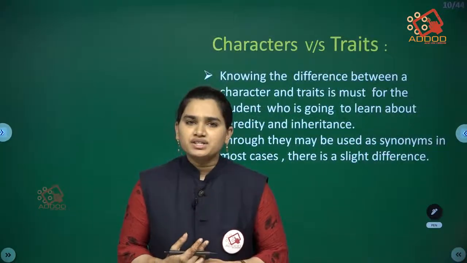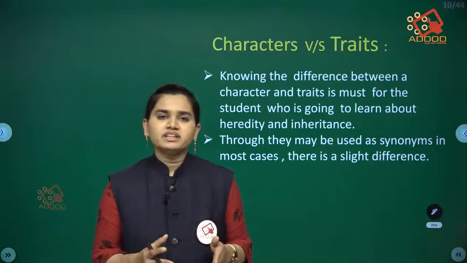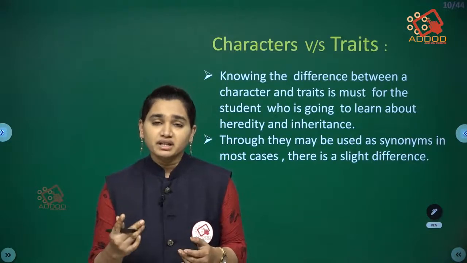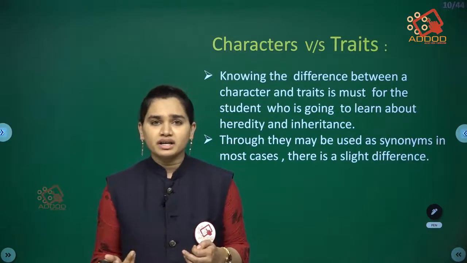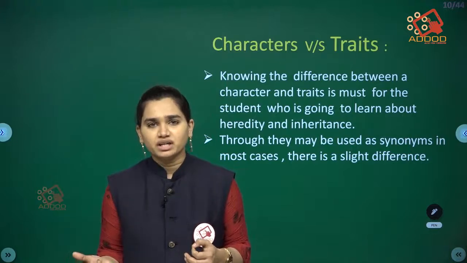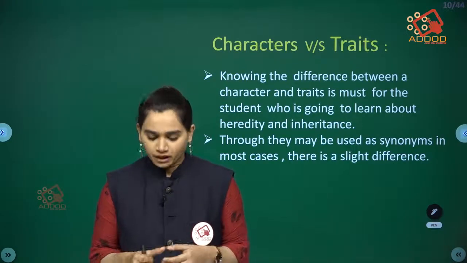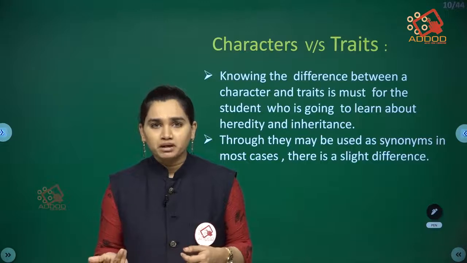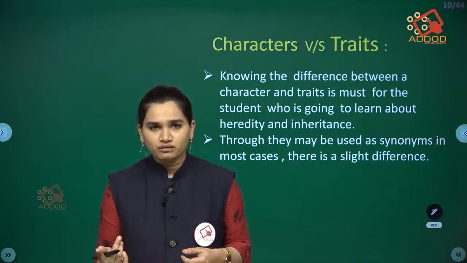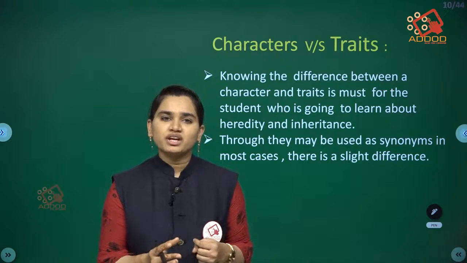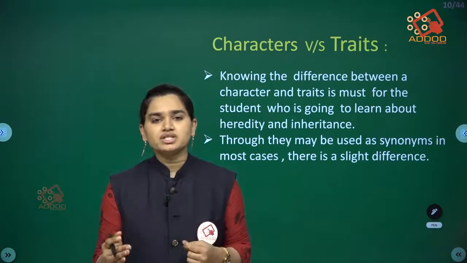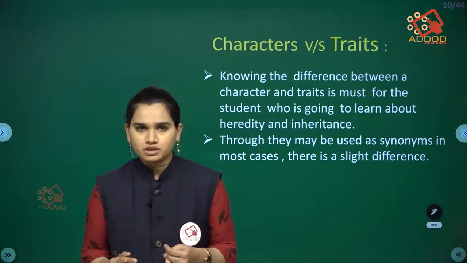Now in variation, not only are there differences in the characters, but a new character can also arise. That also accounts to be a variation. For example, development of an extra thumb, that is a new character that has evolved. So that also accounts to be variation, and these kinds of variations will also be inherited in the generations.